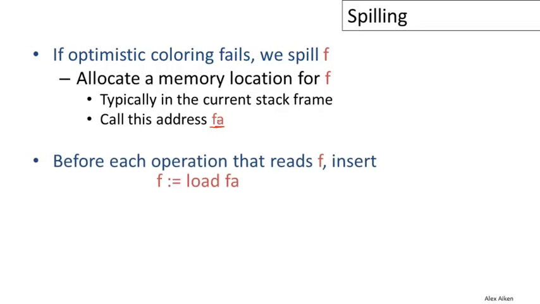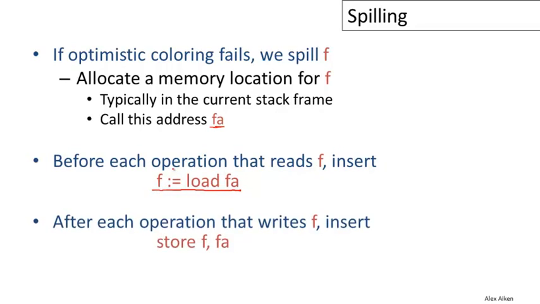And then we're going to modify the control flow graph. We're going to change the code that we're compiling. So before each operation that reads f, we're going to insert a load that loads from that address the current value of f into a temporary name. Okay, and that makes sense because if the value is out in memory, then if we have an operation that needs to actually use the value, we're going to have to load it from memory first into a register.